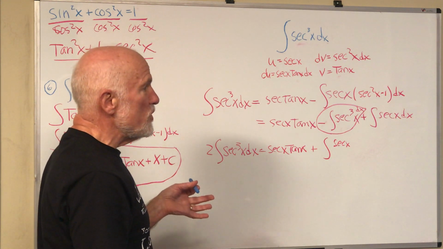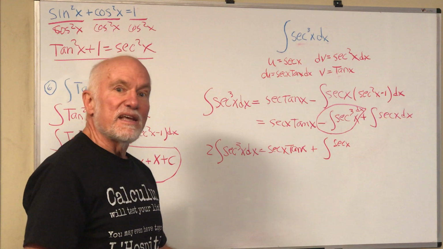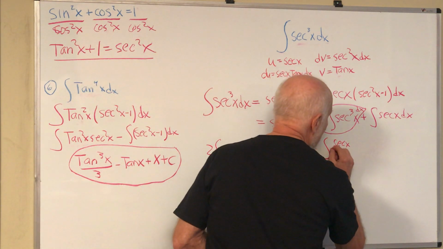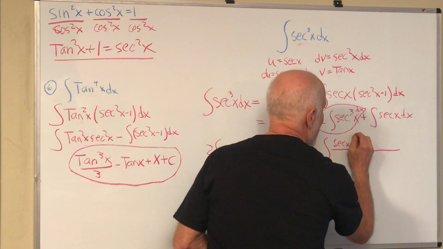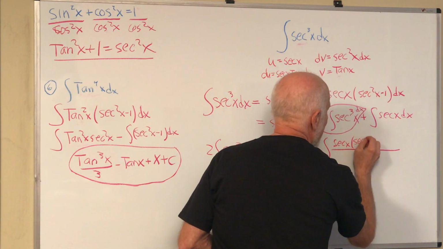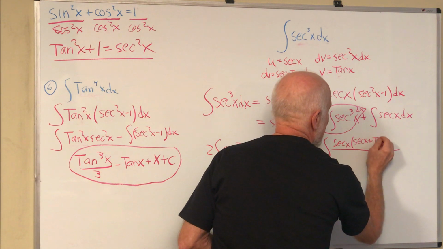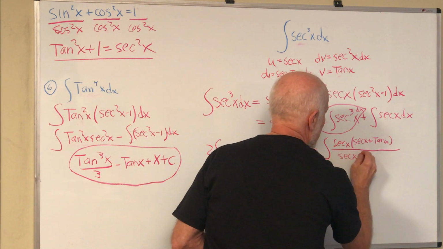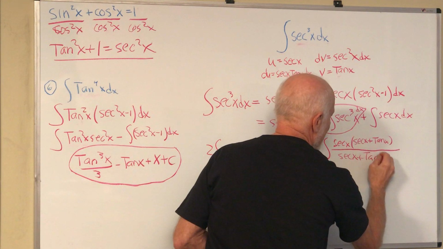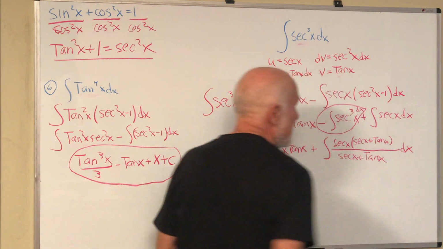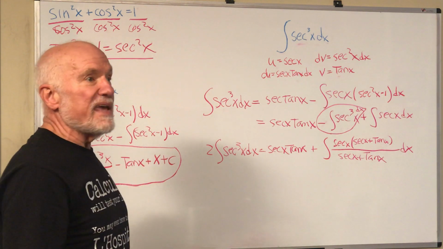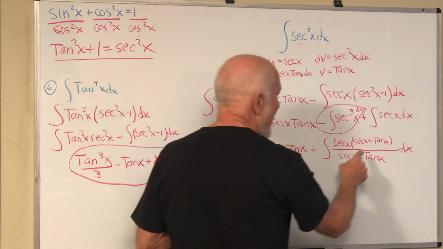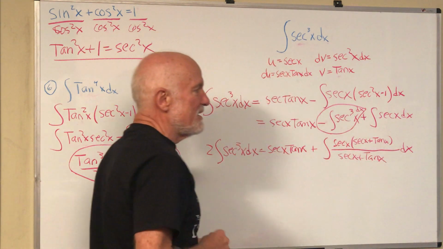So what I'm going to do is multiply by 1. But I'm going to pick the form of 1 that I want to use. And what it is: secant of x plus tangent of x over secant of x plus tangent of x. I just multiplied by 1, but in kind of an unusual way. And you're probably thinking, why in the world did I do that? Look at the mess I've got.